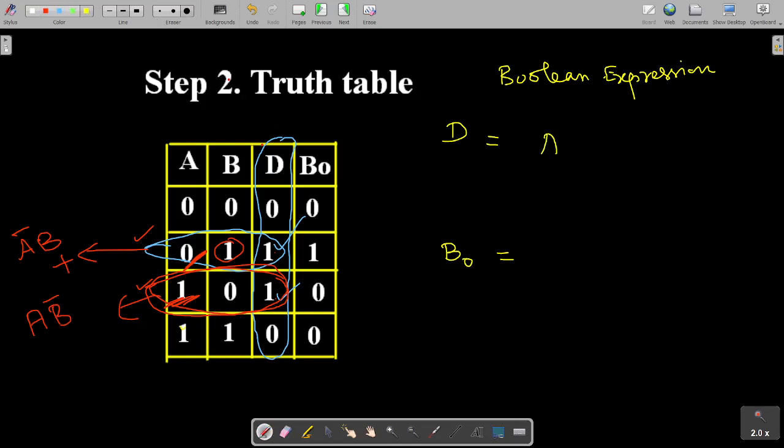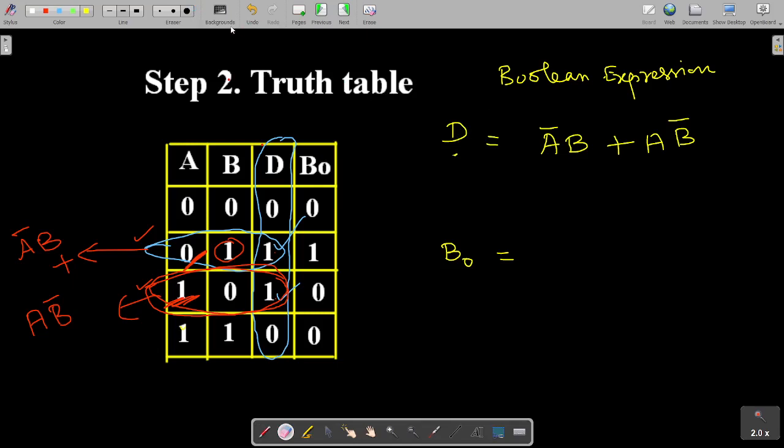It is A bar B plus A B bar. So if you compare this expression with the half adder, both are the same. In the half adder circuit, it is sum. Sum is equal to A bar B plus A B bar. Similarly, for difference also we get the same expression.